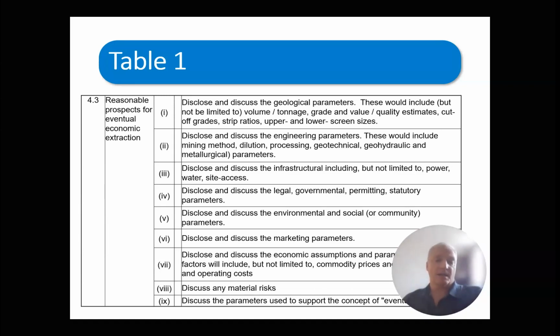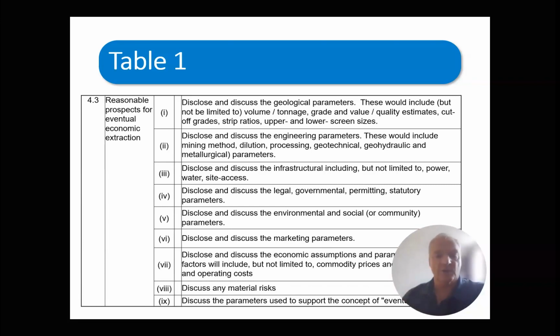So we need to disclose and discuss the geological parameters. These will include, obviously but not limited to, volume, tonnage, grade, value or quality estimates, cutoff grade, strip ratios, upper and lower screen sizes. That would be to do with diamonds. And there are a few others that we'll discuss a bit later. We need to disclose and discuss engineering parameters. These would include the mining method, dilution, processing, geotechnical, geohydraulic, and metallurgical parameters. As I say, I'm going to go through these a bit more individually.